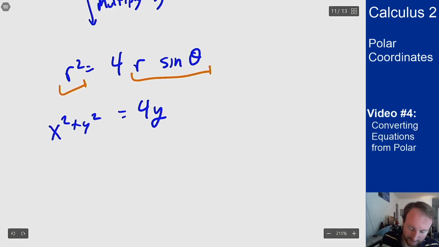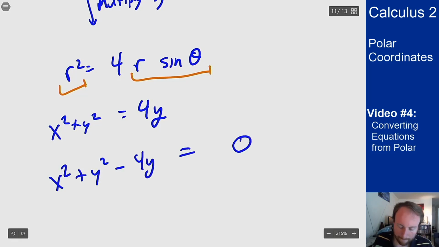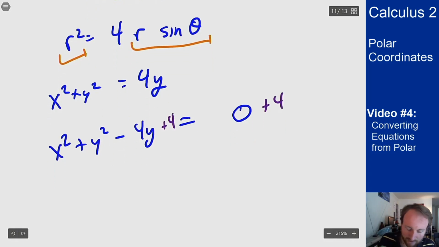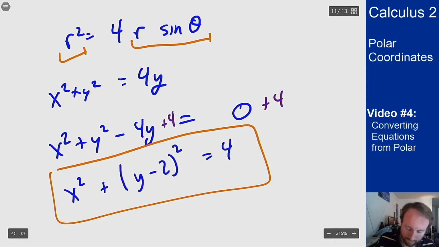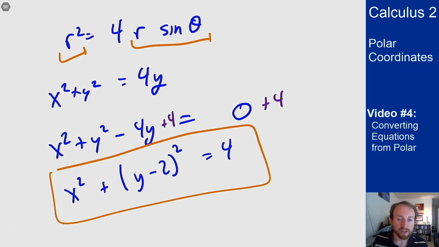So I can move that to the other side. x squared plus y squared minus 4y equals 0. And to make this look nicer, I want to complete the square. To do that, I need a plus 4 over here and a plus 4 over here. So then I get x squared plus (y minus 2) quantity squared equals 4. And what's that shape? That shape is a circle of radius 2 centered at the point (0, 2).